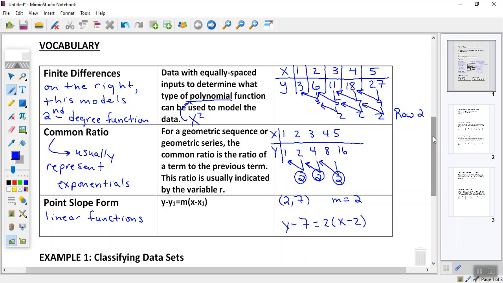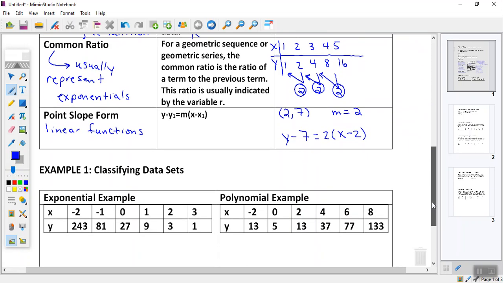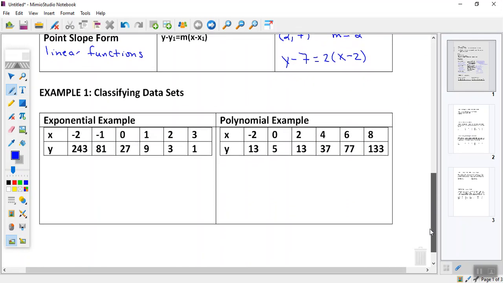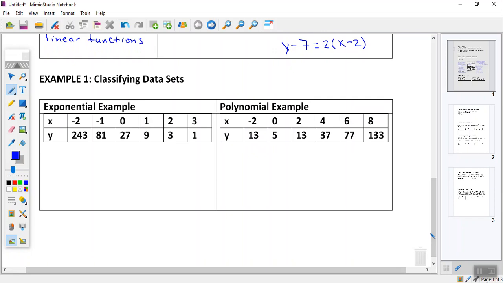Ratio: one value divided by the previous value. All right, let's take a look at the two tables down below here, kids. I want to know if these data sets are exponential or polynomial. You're typically checking between either exponential or polynomial. I'm telling you which is which up here in the notes, but if they say, here's a table, determine if it's exponential or polynomial, here's your hint.